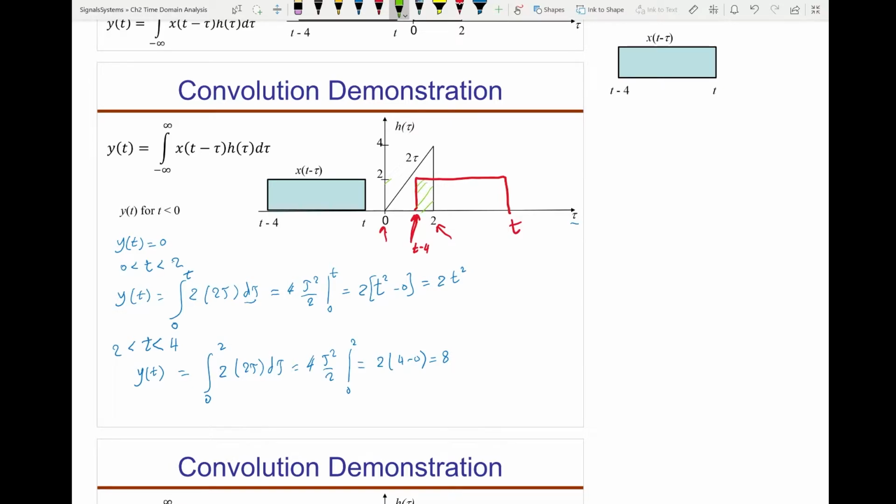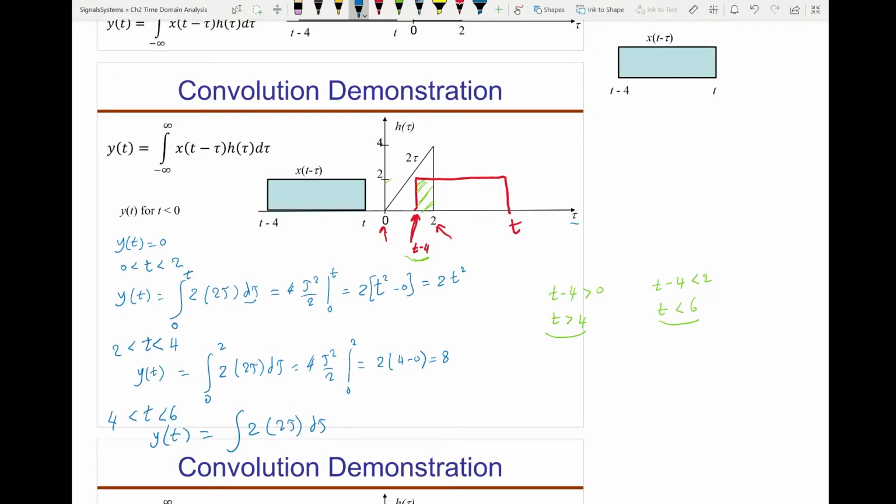So now our next scenario is t minus 4 is larger than 0. That means t is larger than 4, and t minus 4 is less than 2. That means t is less than 6. Then we will have this partial overlap. So let's write this condition for t larger than 4 and equal or less than 6. y of t will equal x of t minus tau, which is just 2, times h of tau, which is 2 tau.